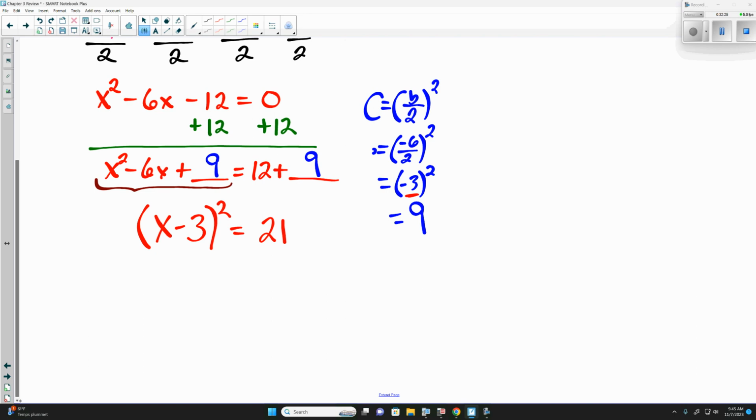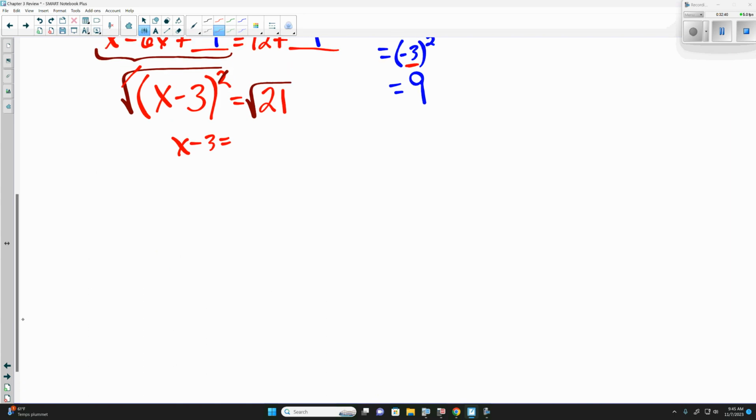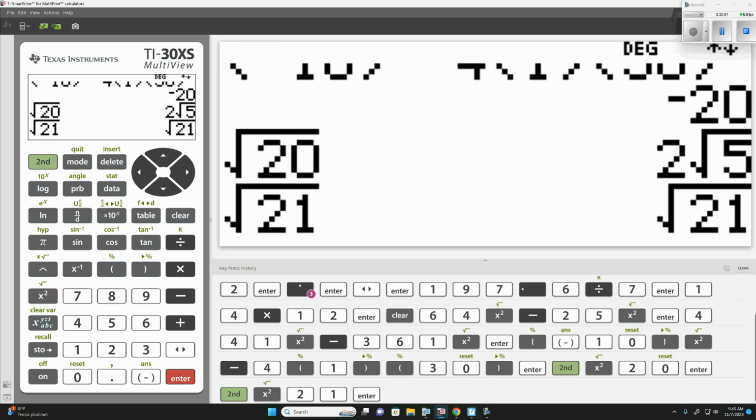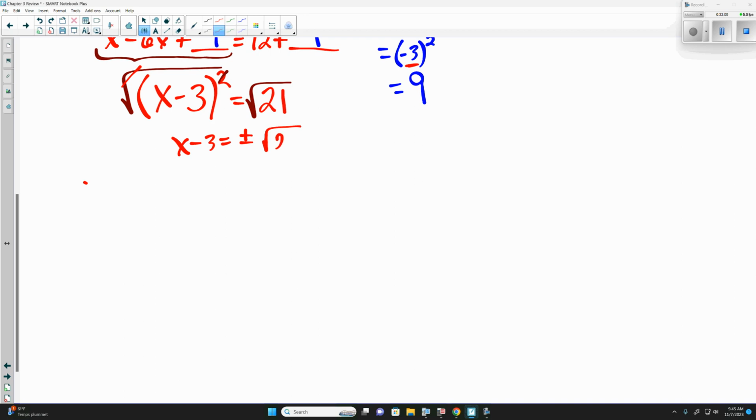Now, at this point, we're going to take the square root of both sides. Here, the square root and square will cancel, telling us that x minus 3 is equal to, again, anytime we take the square root of both sides, plus or minus the square root of 21. We do need to make sure if it simplifies, we will simplify it. Your calculator will tell you if it simplifies or not. And it does not. If it gives you the same radical back, what it's telling you is that the square root of 21 is already in simplest radical form. We leave it as the square root of 21.